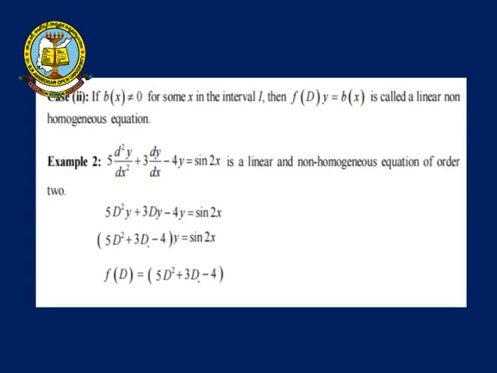As an example, take 5 d squared y by dx squared plus 3 dy by dx minus 4y equal to sin 2x, because the right side term is sin 2x. So it is 5D squared y plus 3Dy minus 4y equal to sin 2x. Taking y common, it is 5D squared plus 3D minus 4 into y equal to sin 2x. Here the operator function f of D equals 5D squared plus 3D minus 4.